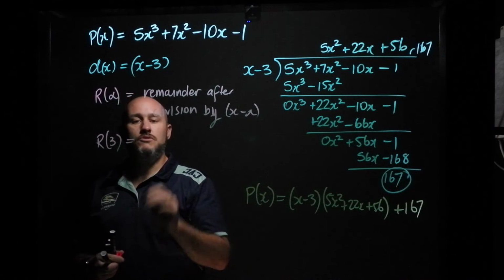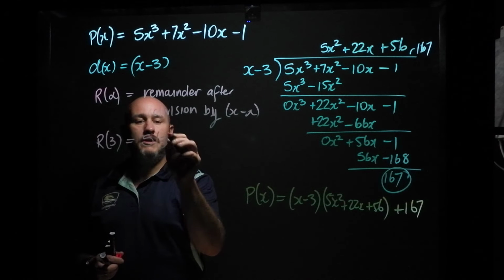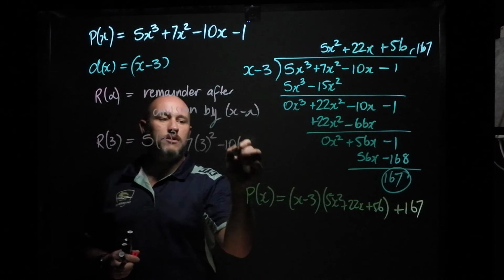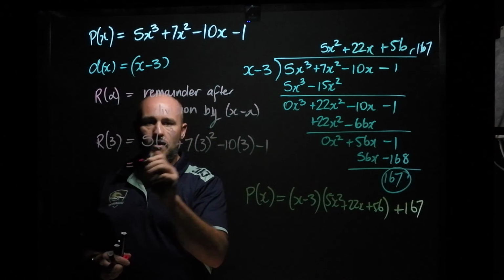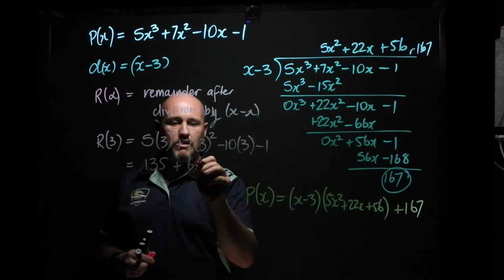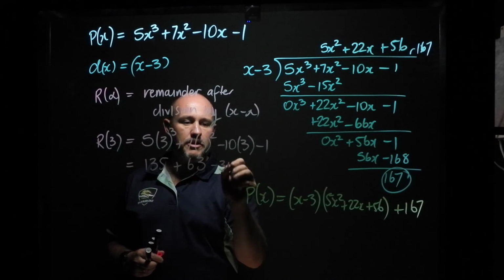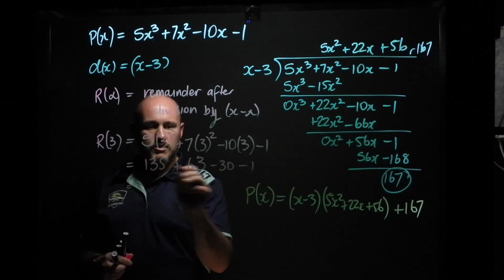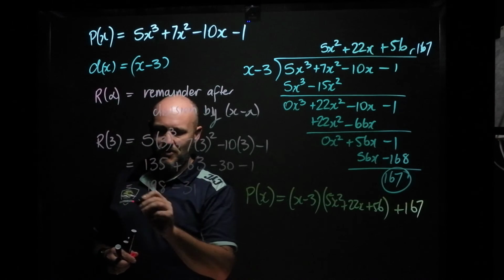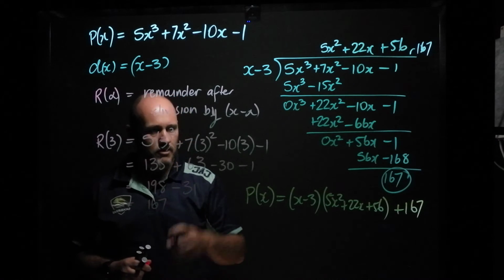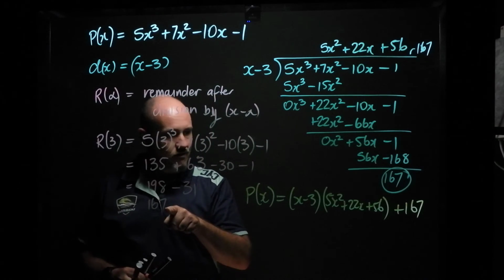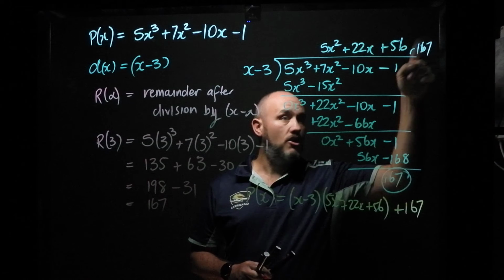So r of 3 is equal to 5 times 3 cubed plus 7 times 3 squared minus 10 times 3 minus 1. 3 cubed is 27, so this is 135. 3 squared is 9, so this is plus 63. Minus 30 minus 1. And this of course is 198, and minus 31, and this is 167. Obviously you probably have a calculator, but you can see we've got a remainder there which matches the remainder we got through our division.